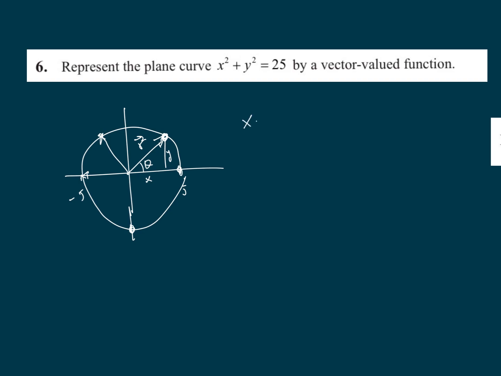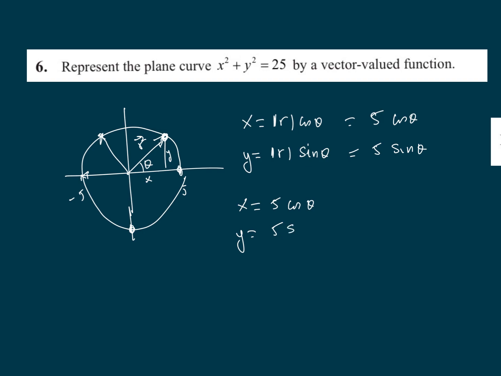So the x is the magnitude of r times cosine of theta, and the y is the magnitude of r times sine of theta. But the r is 5, the radius. So I have two equations. The first equation says that 5 cosine of theta is the x, and the second equation says that 5 sine of theta is the y.